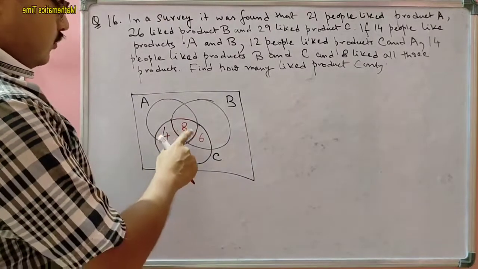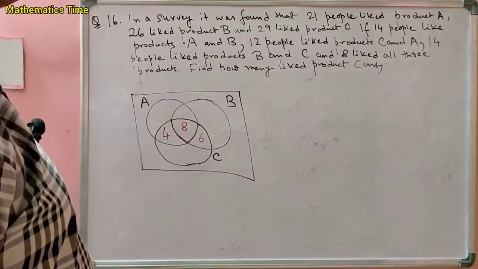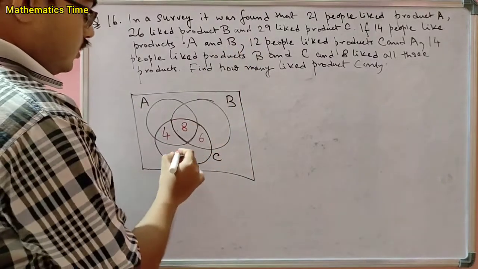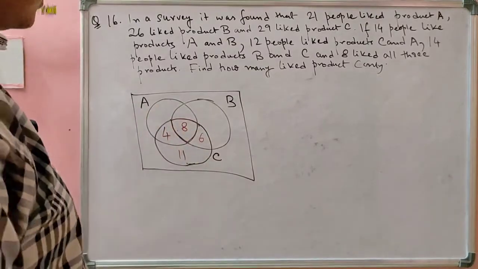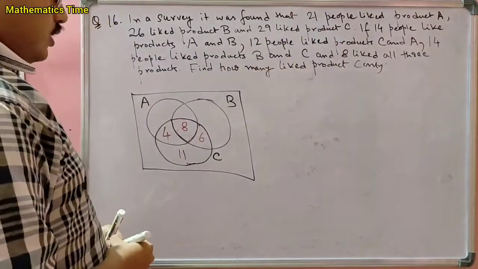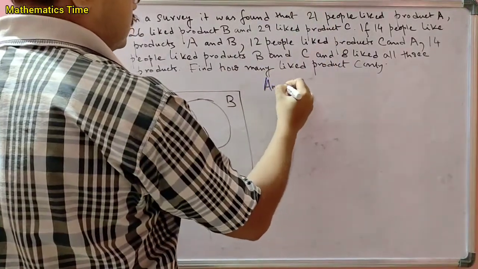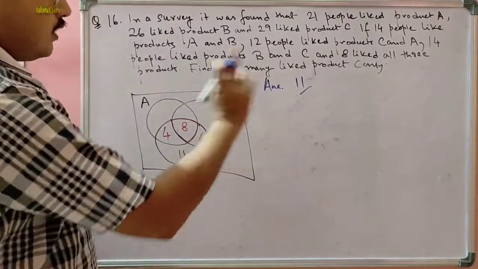So this is 4 plus 6, 10, and 8 plus 8 means 18. So 29 minus 18 is 11. So this will be total 29. Okay, so the question is, how many liked product C only. So the answer will be easy. The answer is 11. Only C is liked by 11 people.